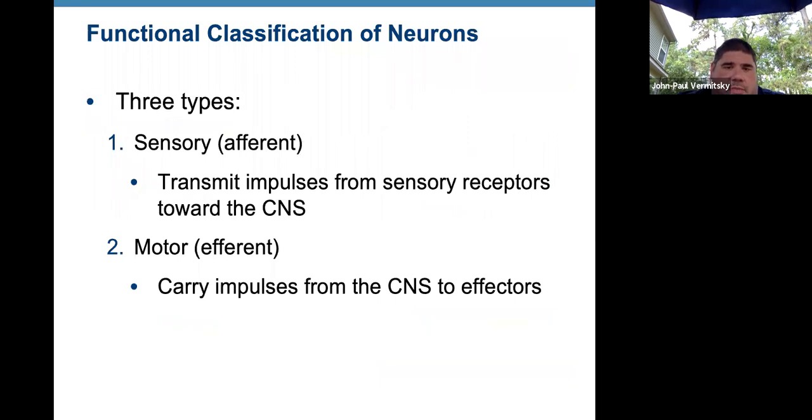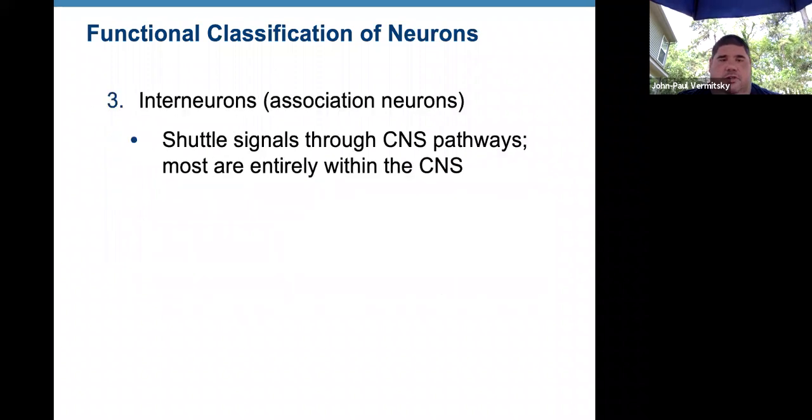We classify neurons based on three types. We have sensory neurons. These are ones that are transmitting impulses from the sensory receptors to the central nervous system. And then we have motor or efferent neurons. These are carrying impulses from the central nervous system to the effector structures. We also have what we refer to as interneurons. This is communication within the central nervous system. So this would be a neuron going from one part of the brain, say the left hemisphere, to the right hemisphere. Or say a part of the brain like the occipital lobe down to the medulla. So this is communication within the central nervous system entirely.